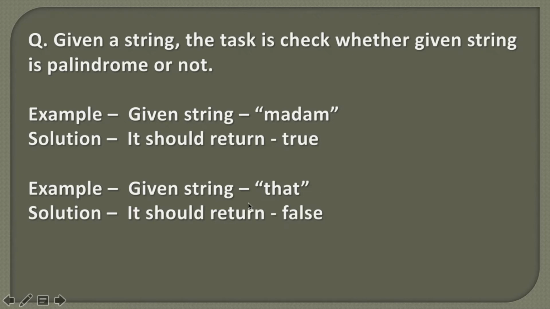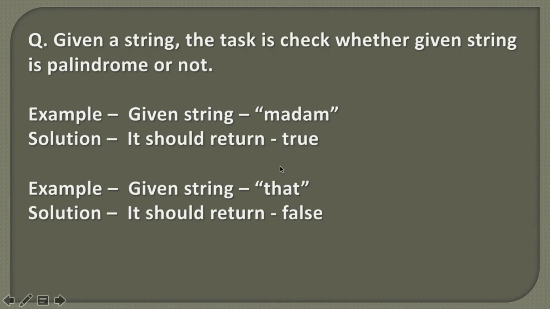So friends, in the second example you can see that we are given a string that. If we read it in the forward direction we get T-H-A-T, and if we read it from the backward direction we get T-A-H-T. So here you can see that if we reverse that and compare the reversed string with the original string, they are not equal. Therefore this string is not a palindrome.